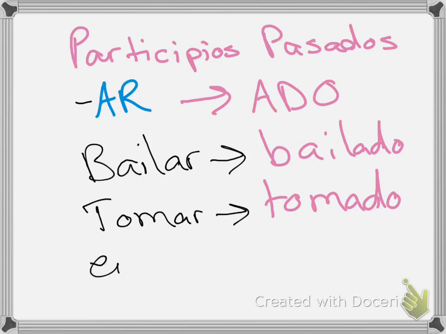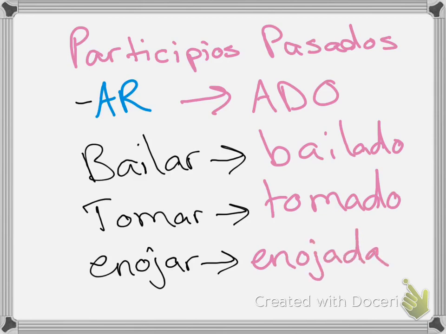Some common AR participios pasados are emotions. For example, enojar. Enojar, to make angry. I could say ella está enojada. Okay, so you'll notice, because when these are adjectives, I have to think about what my rules for adjectives are. So this O could become an A, it could add an S onto the end because it follows my adjective rules. Okay?